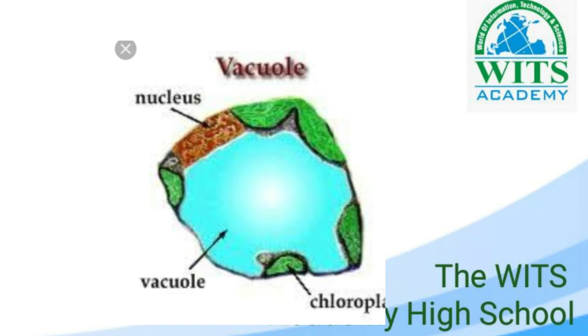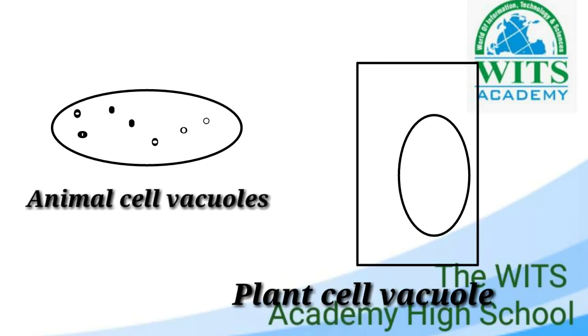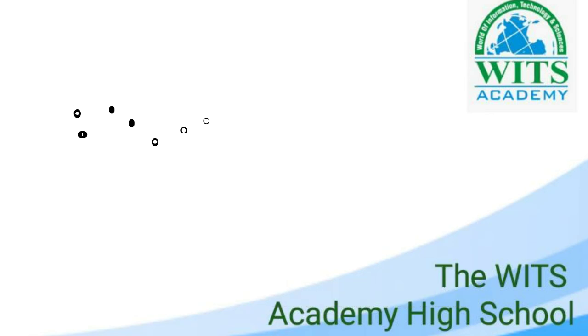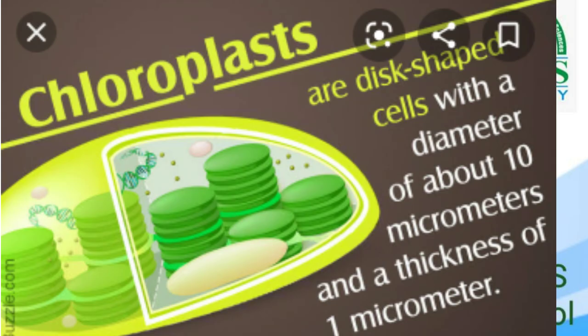But students, vacuoles that are present in animal cells are small in size, while plant cells have a large vacuole, and in animal cells there are numerous, means many vacuoles, but in plant cell there is only one large vacuole. Chloroplast. This organelle is present in plant cell, not in animal cell.